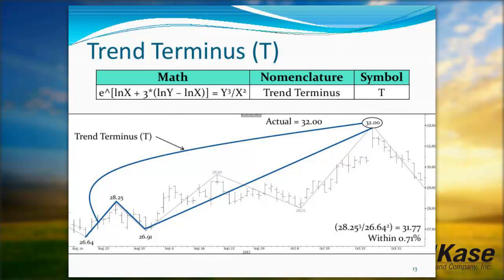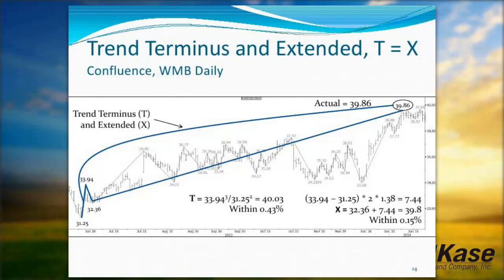Many times we will see the trend terminus and XC, or the T and X projections, right in line with one another. That's the case here. That happens very often. It's extraordinary how often this actually happens. And so a lot of times that will be the end of our trend.